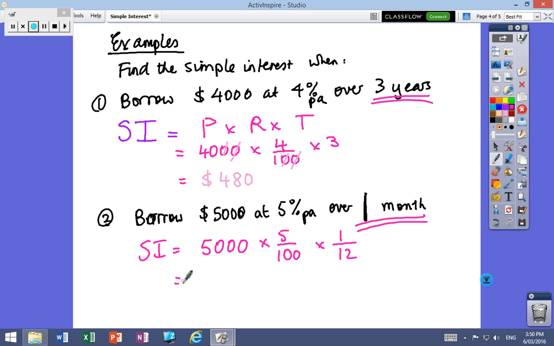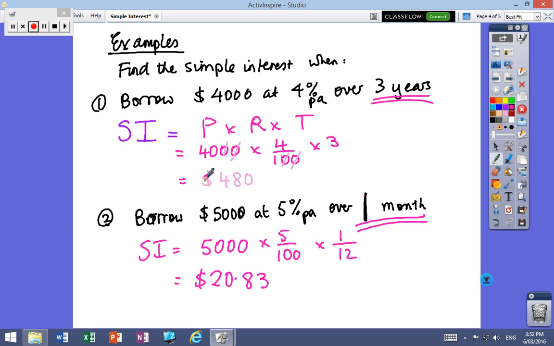And then you just put it on your calculator. When you put that on your calculator, you get $20.83. There were a lot of other numbers after the 3, but we'll just round to the nearest cent. So every month you're going to pay $20.83, assuming you don't pay the money back at this stage. So that's pretty straightforward.